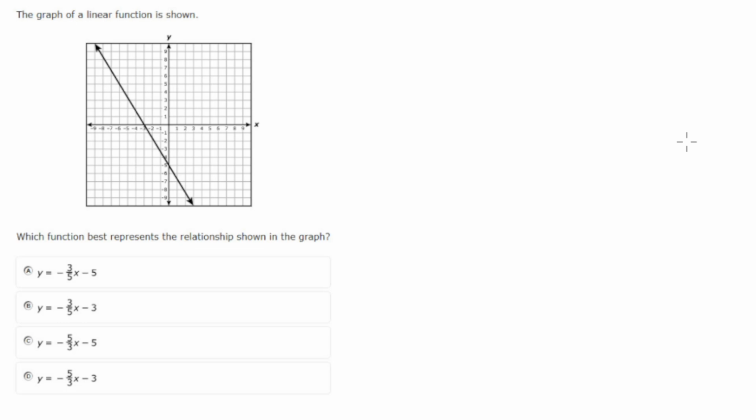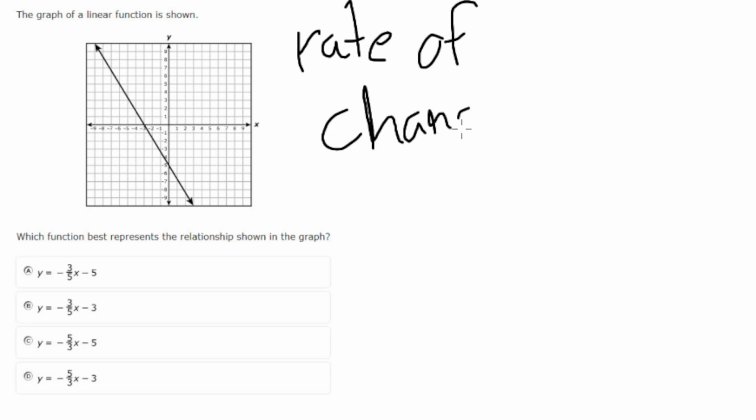Now, even if you don't understand the vocabulary of "a graph of a linear function is shown," you don't necessarily have to know the vocabulary for this section. What you really just have to understand is the rate of change. So that's what I'm looking for right now. I'm looking for the rate of change.